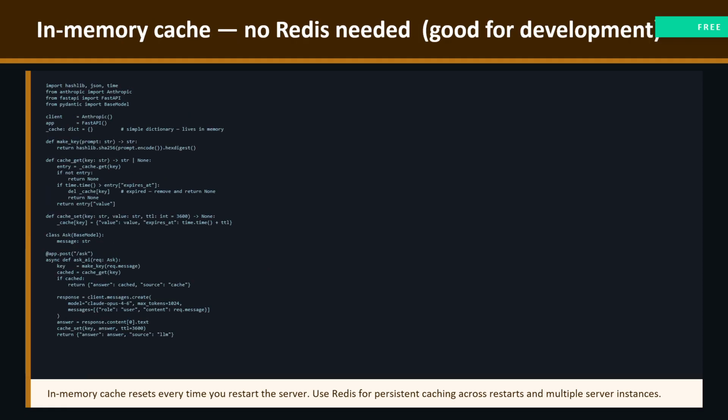Next, in-memory cache. This slide shows how to build a cache using only a Python dictionary. No Redis, no Docker, no extra installs required. This is perfect for development or when you want to test the caching pattern before setting up Redis. The _cache variable is a module-level dictionary that acts as the cache store. Module level means it is created once when the Python file is loaded and persists for the lifetime of the server process.